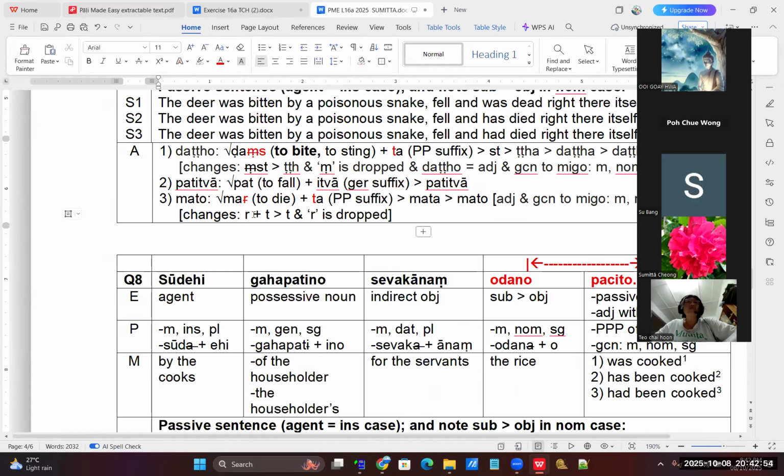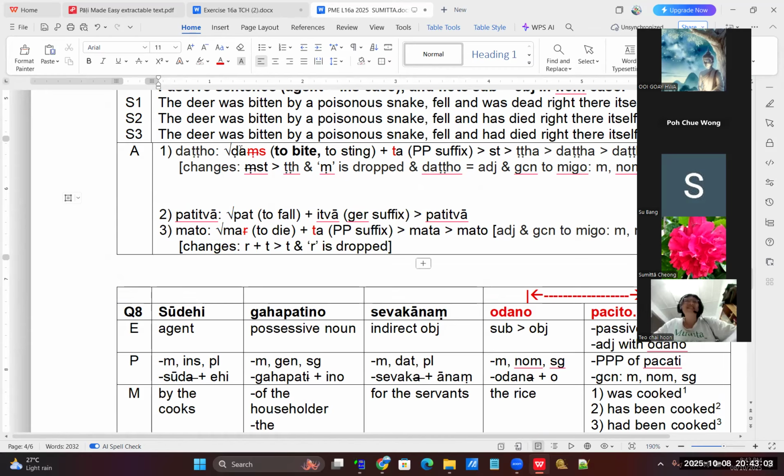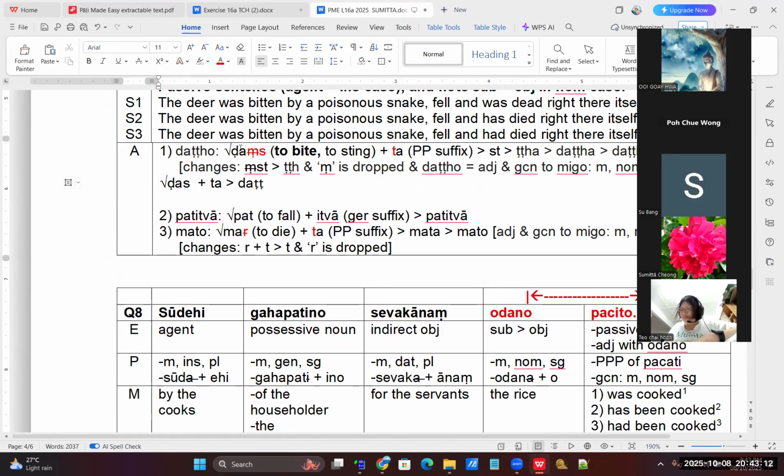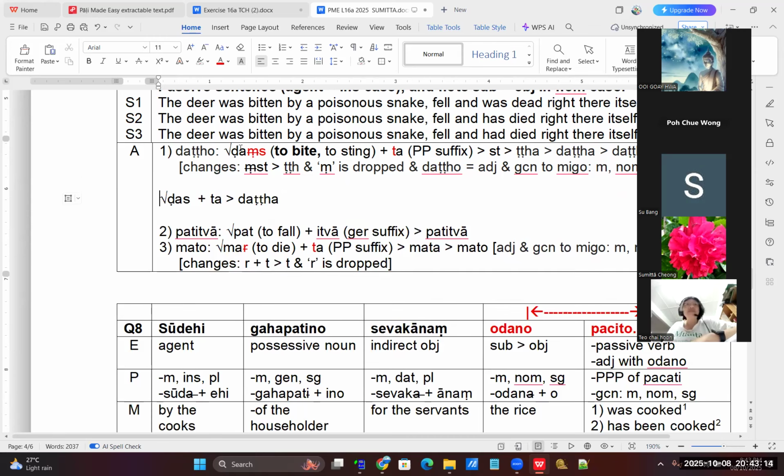So instead, the way you all write, to me, it's very complicated. You are trying to show M with the S. So instead of showing it like this, why don't you just show the root like this? Two ways. Plus ta. DAS. It will be easy. No need to show the M here. Just show it like this, easier, right? Because we follow Pali Made Easy, you already show the DAS root. That's enough already. No need to show many steps like this.